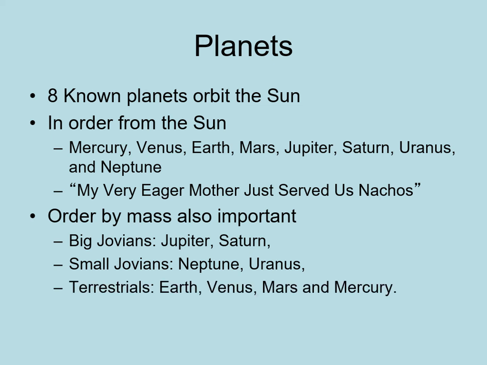Finally, we have the smallest planets, the terrestrials. They start with the Earth, then Venus, Mars, and finally Mercury, smallest of all. A little later in the presentation, we'll define these terms Jovian and terrestrial. But for now, we can think of them as size categories, with Jovians much bigger than terrestrials.